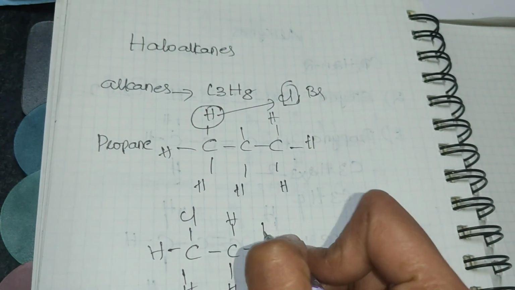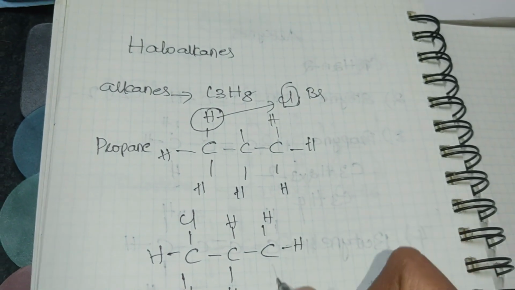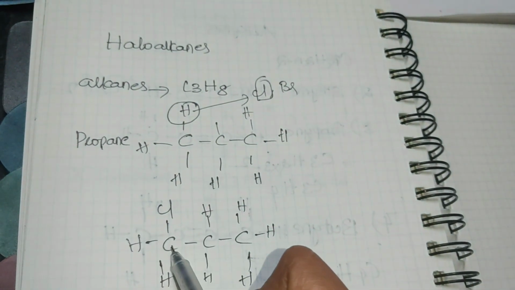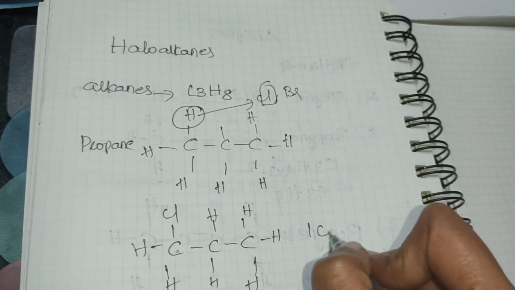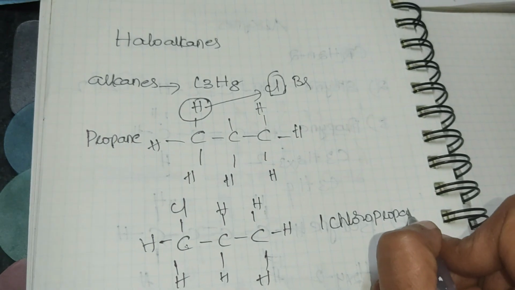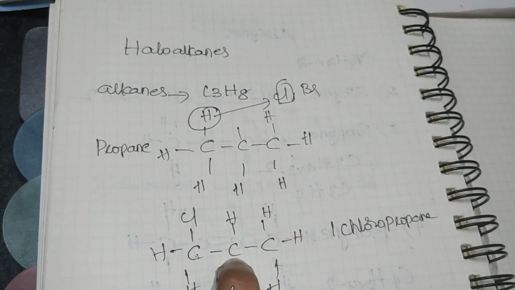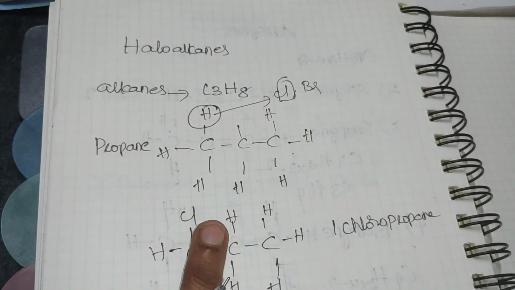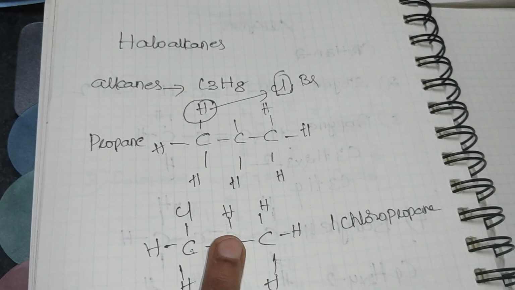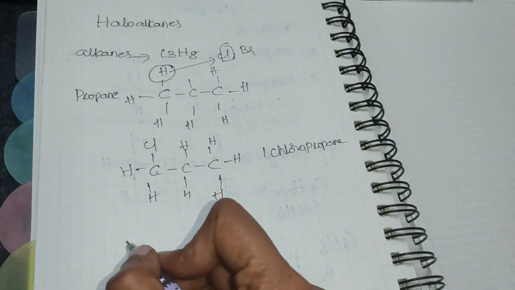So we can give the name chloropropane, or it is attached to the first carbon atom. So 1-chloropropane we can give. If it is attached to the second carbon atom, then we can say 2-chloropropane, or if both hydrogens are replaced, then 1,2-dichloropropane. So let's write that also.